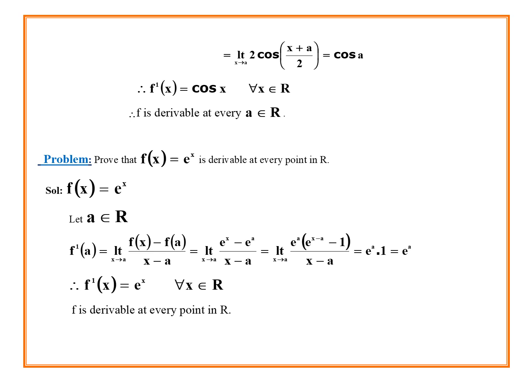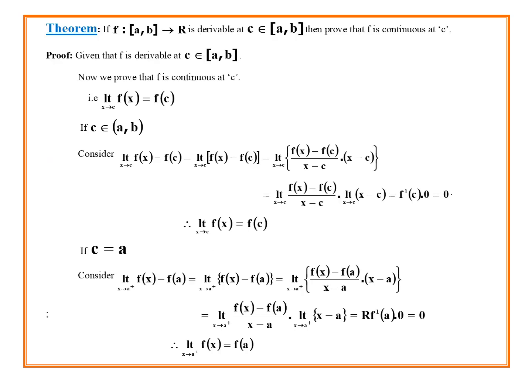Limit x tends to a. Take out e power a as a common term. Then we get e power x minus a minus 1 by x minus a. So that e power a gets cancelled. Applying the limits, we get e power a into 1 is equals to e power a. Therefore f dash x is equals to e power x for all x belongs to R. Therefore f is derivable at every point in R.